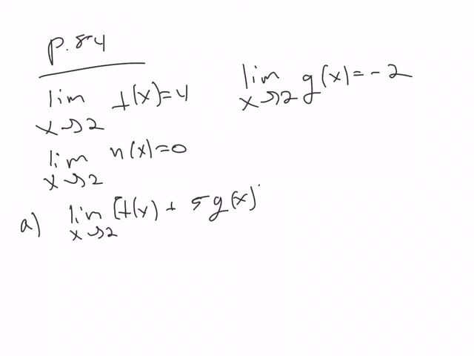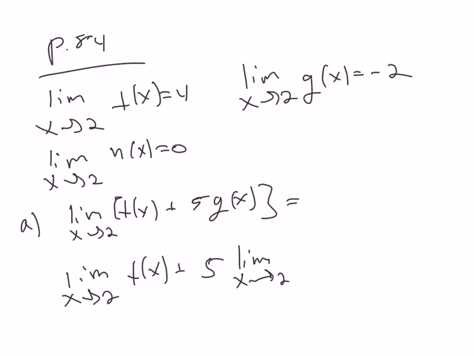Just using the limit laws, the first one on page 77, and then the rule regarding constants, which is the third law of the limit laws on page 77. We can basically put the limit inside, so it's the same as the limit as x goes to 2 of f of x plus 5 times the limit as x goes to 2 of g of x, and the rest you can solve because we know what this is and what this is, and we multiply it by 5.